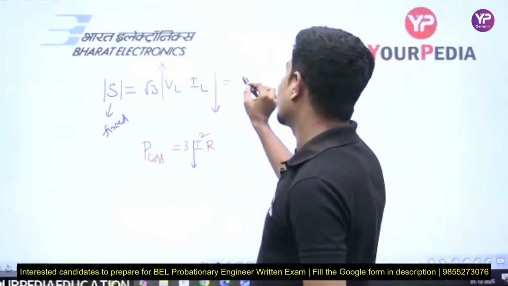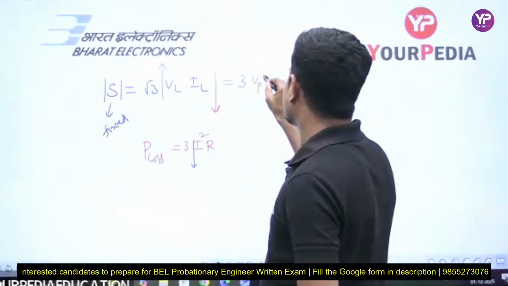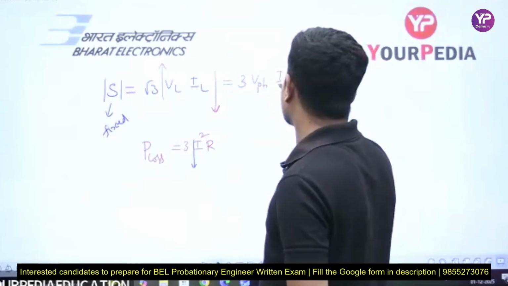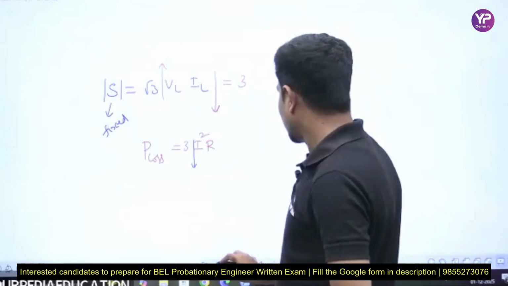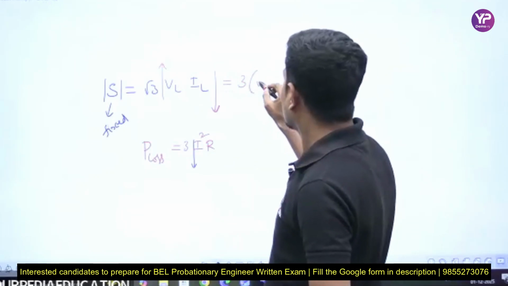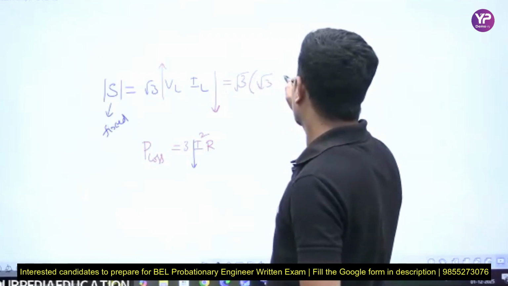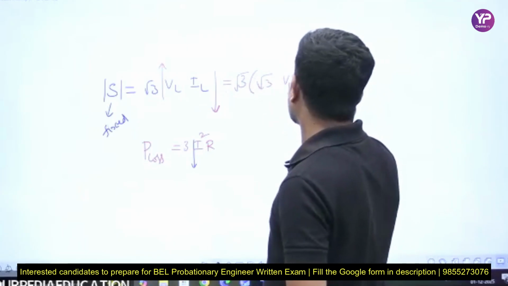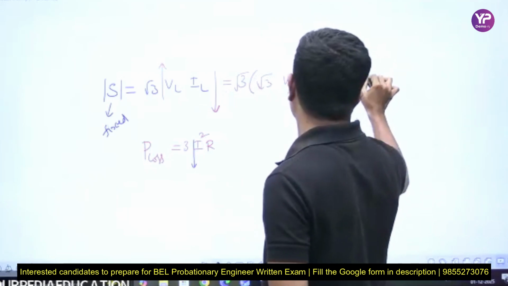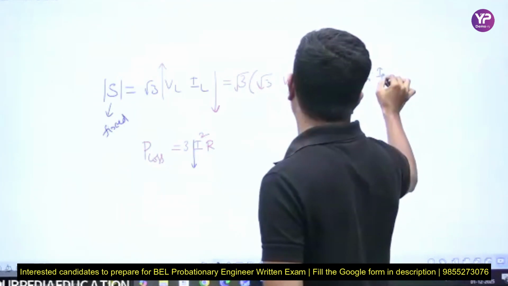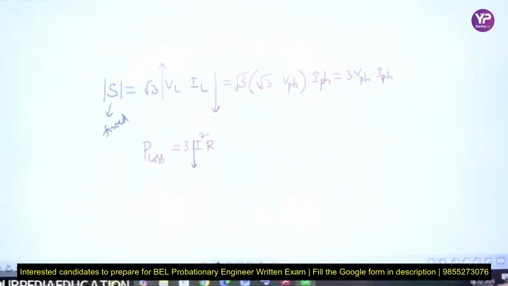One more thing I forgot to write. S is equal to root 3 VL IL, that is equal to 3 times V phase into I phase. You may be thinking, sir, how did you write this? What is VL? VL is root 3 times V phase. IL is I phase. So from this we get 3 times V phase into I phase. That is also one of the formulas.